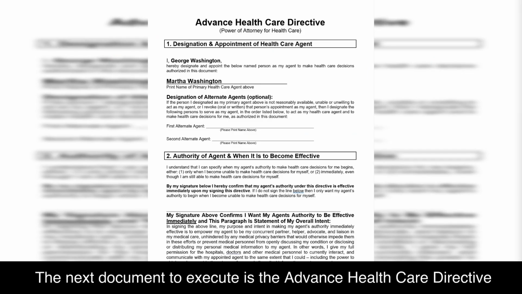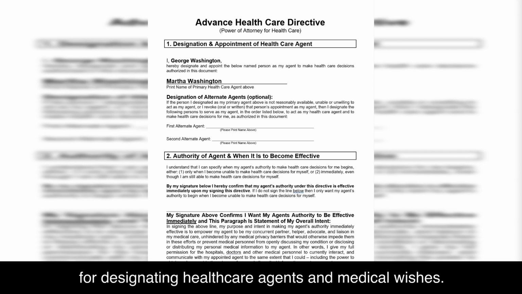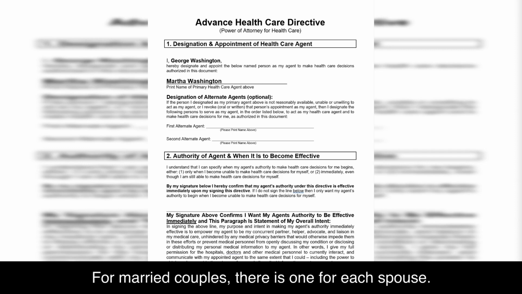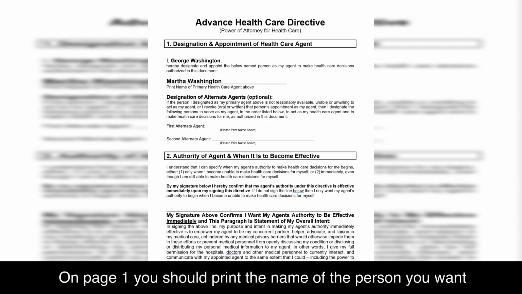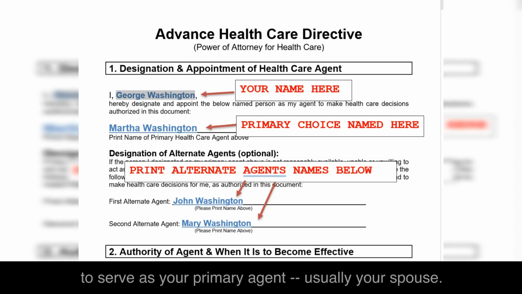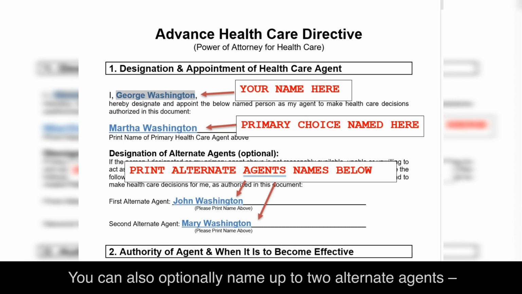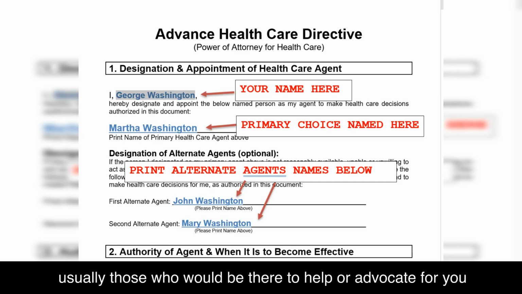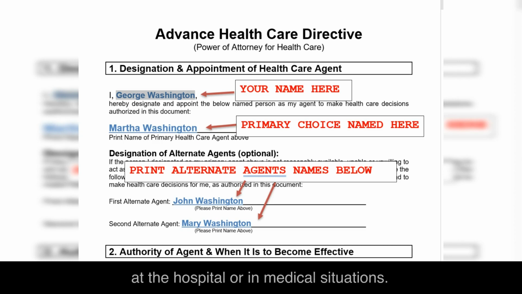The next document to execute is the Advance Healthcare Directive for designating healthcare agents and medical wishes. For married couples, there is one for each spouse. On page 1, you should print the name of the person you want to serve as your primary agent, usually your spouse. You can also optionally name up to 2 alternate agents, usually those who would be there to help or advocate for you at the hospital or in medical situations.